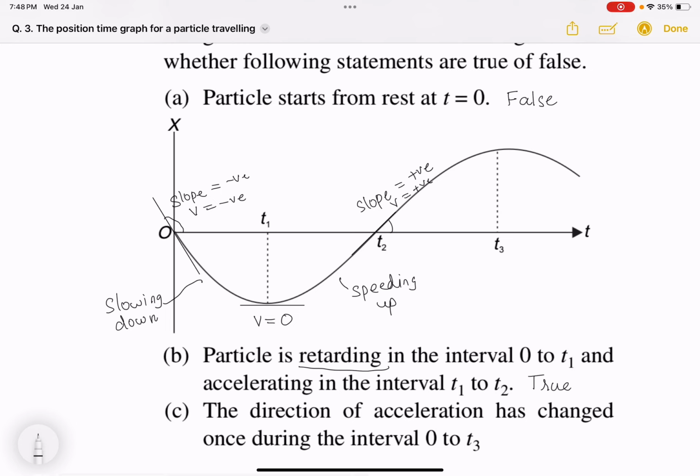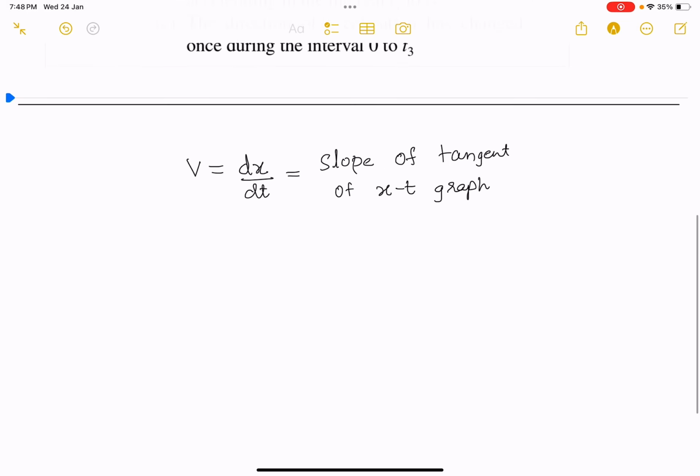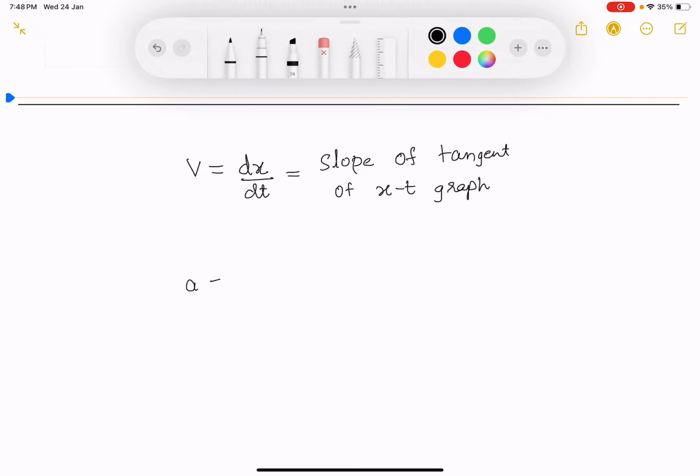Statement 3 talks about the direction of acceleration, which has changed during 0 to t3 only once. So let's talk about direction of acceleration. Acceleration is given by the formula a equals d2x by dt square. Now d2x by dt square is based on concavity and convexity.